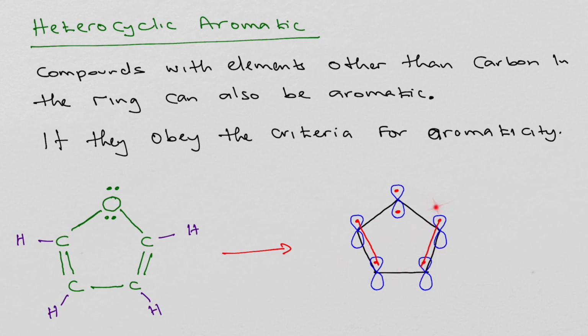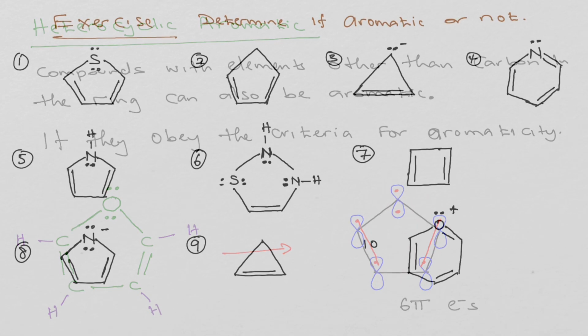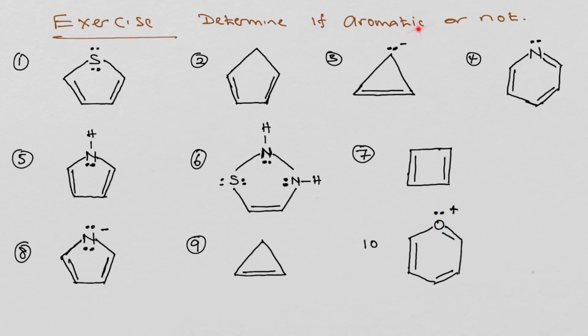So if we count the pi electrons, 1, 2, 3, 4, 5, 6. That would be a pi electron now because it's 2 of them. So this one has 6 pi electrons and it is an aromatic compound. Exercise. Determine if aromatic or not. Pause, do the question, and then check the answer.